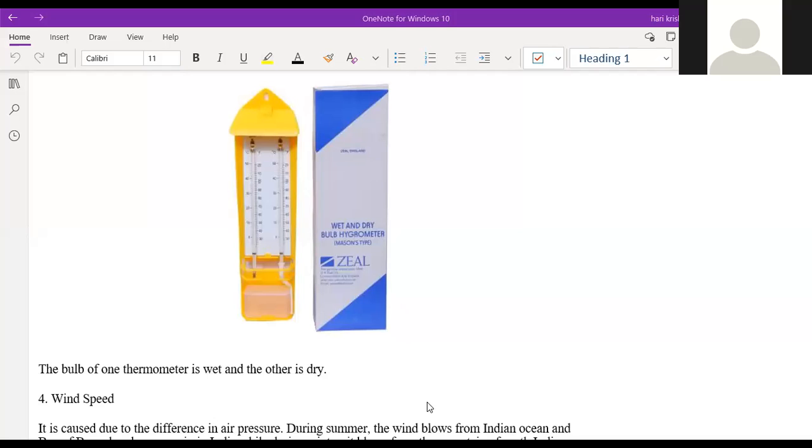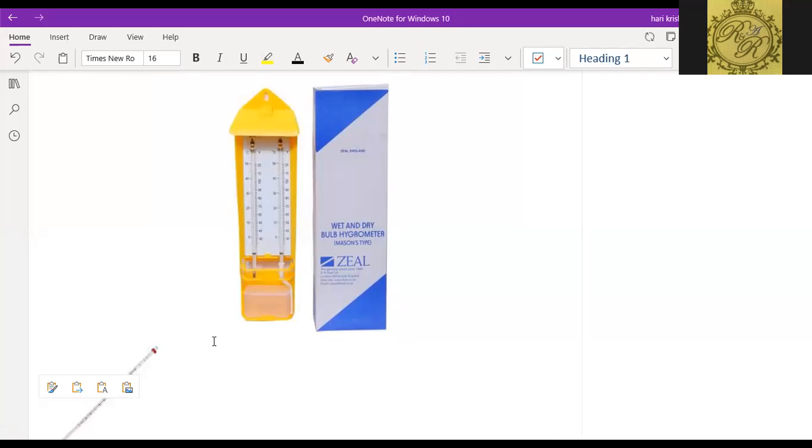Okay, we'll take the digital thermometer now. The digital thermometer also has a bulb, but you don't have mercury or alcohol in them.